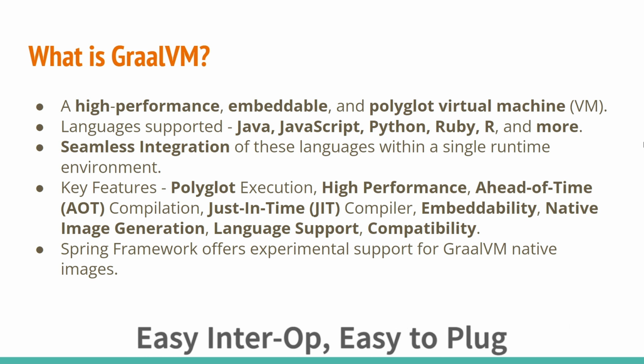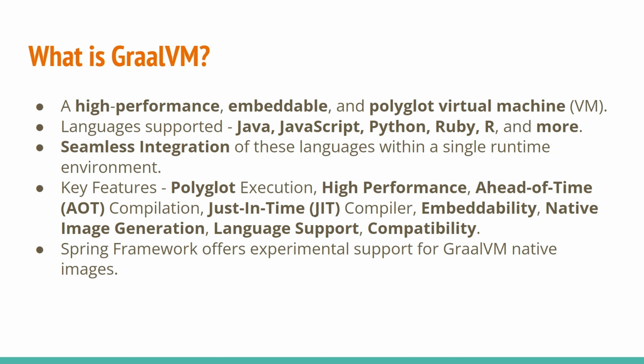A few features and components of GraalVM include polyglot execution. GraalVM allows different programming languages to be used within the same application, enabling interoperability and integration between them. High performance: it offers high performance execution for a range of languages, often outperforming traditional language runtimes. We are going to see how it also defeats the normal Java virtual machine. AOT, ahead of time, and JIT we already know. We have seen this in JVM based virtual machines, and in fact even in the JVM.